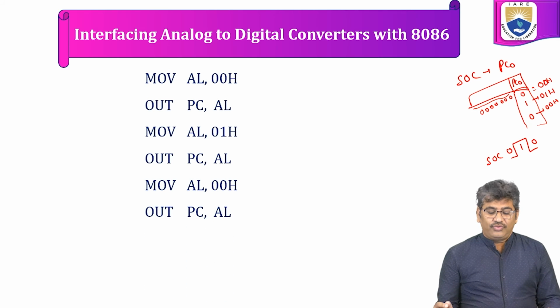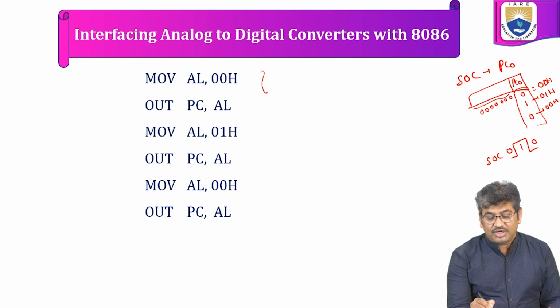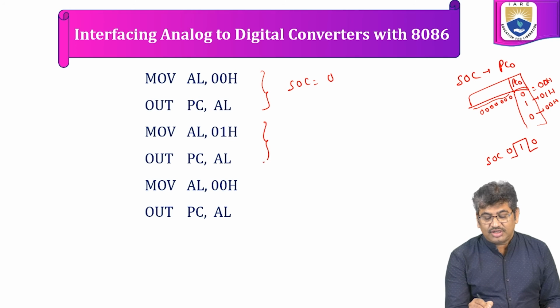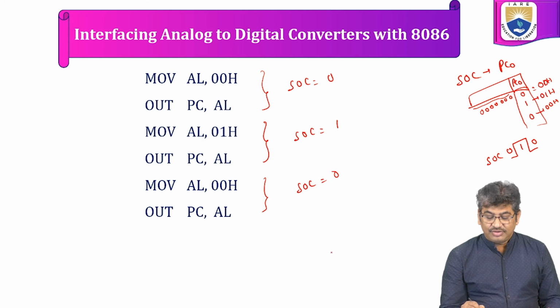So in this set, we are using a total of 6 instructions. The first 2 instructions make the SOC signal equal to 0. The next 2 instructions make the SOC signal equal to 1. The next 2 instructions again make the SOC signal equal to 0. By using these instructions, we have generated a pulse on the SOC signal as required.